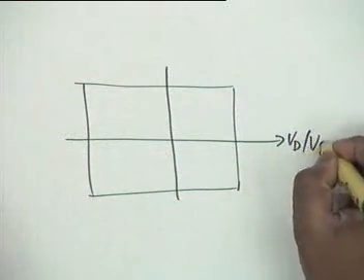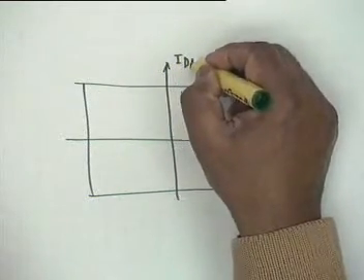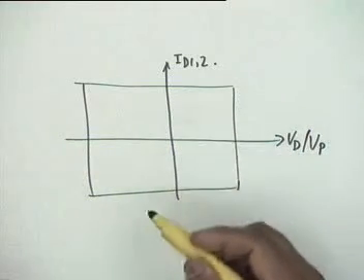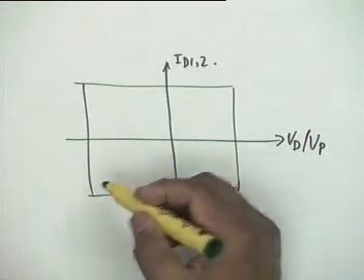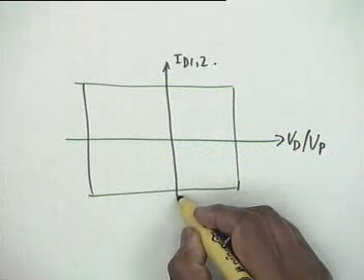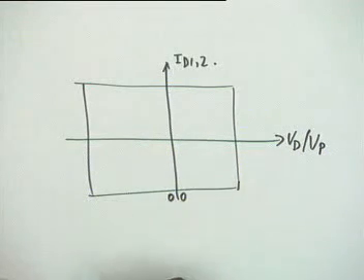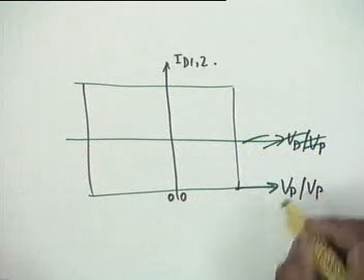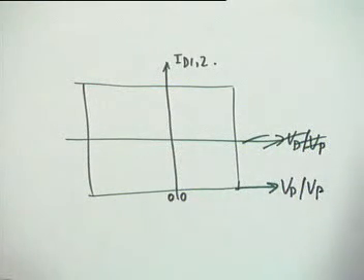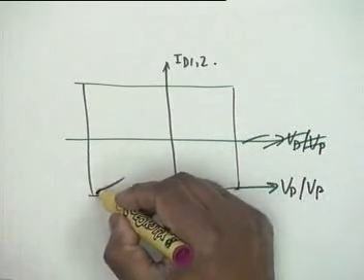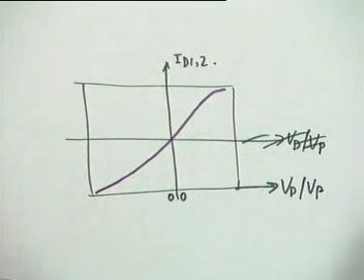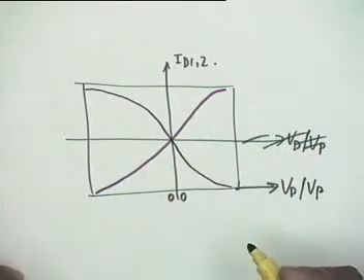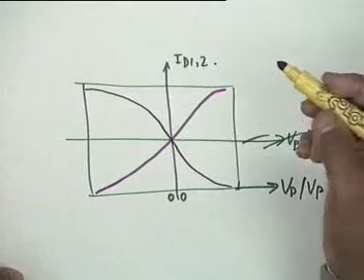What you plot is VD by VP, and you plot here ID1 and ID2. It turns out that these currents are very similar. I should not have drawn it this way; this is 0 for the current and 0 for the voltage. I should have brought it here, VD by VP. And the two currents flow like this, and the other one is like this. Exactly similar. One rises, the other falls.